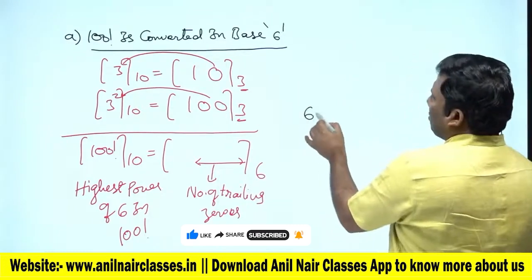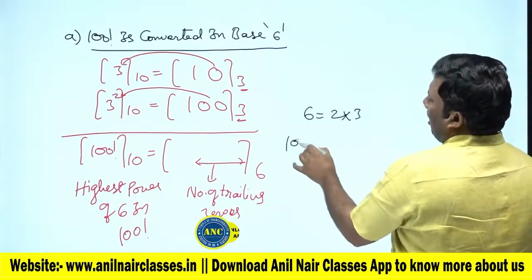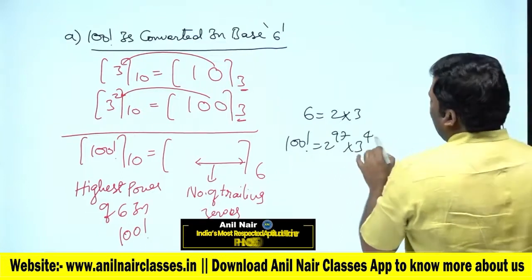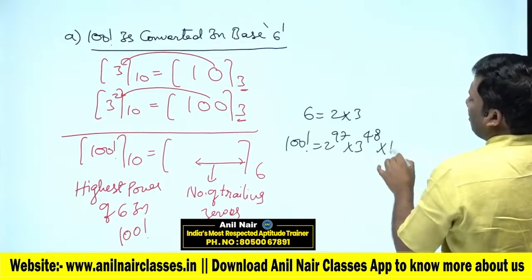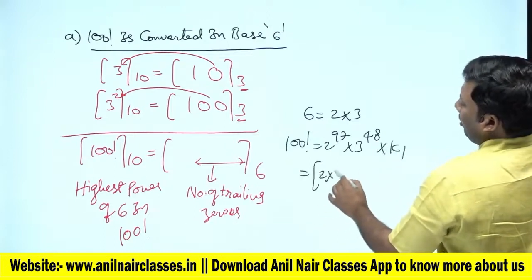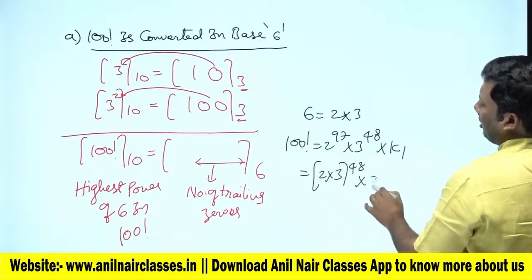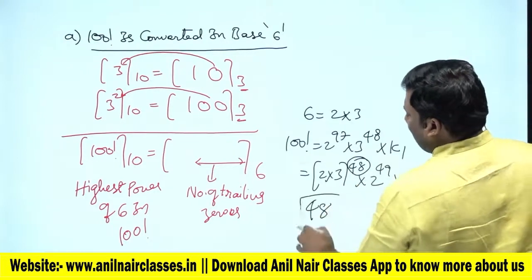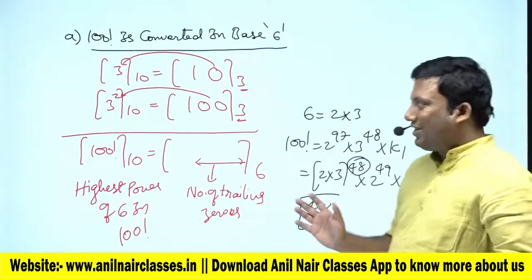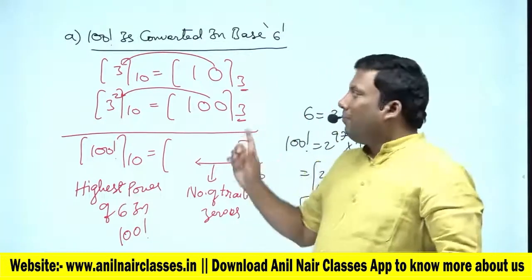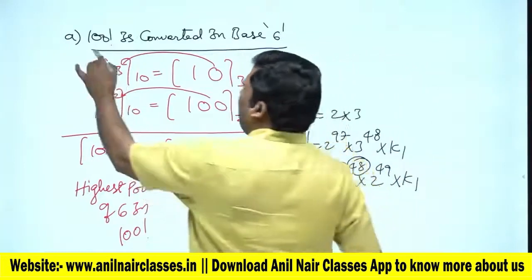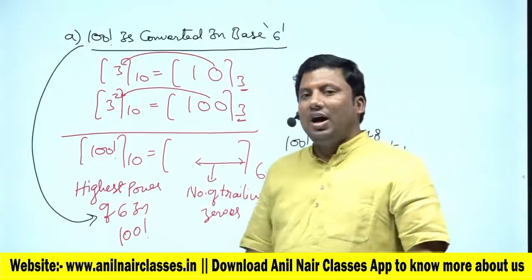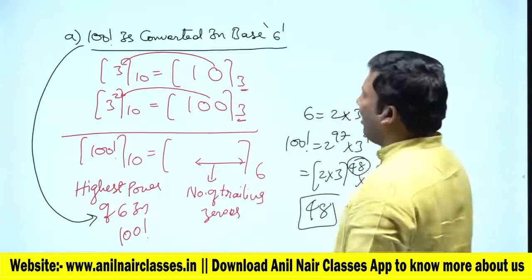6 can be written as 2 into 3. 100 factorial is 2 power 97 into 3 power 48 into K1. So this will be 2 into 3 power 48 into 2 power 49 into K1. Answer will be 48. Very, very good question. He is just confusing you by giving you this question. This question is actually nothing but the highest power of 6 in 100 factorial.